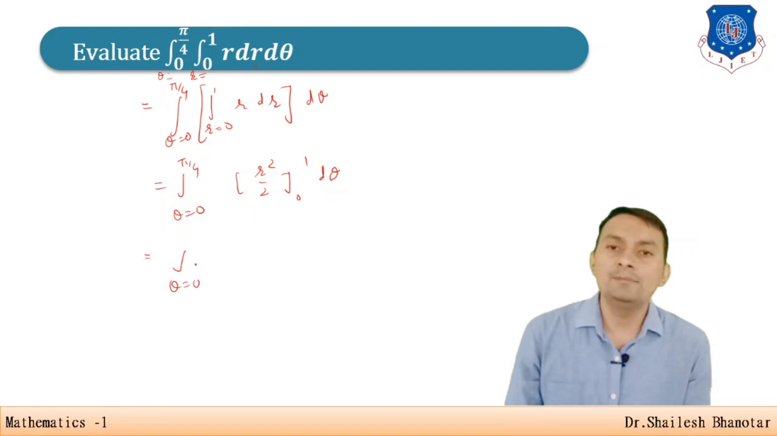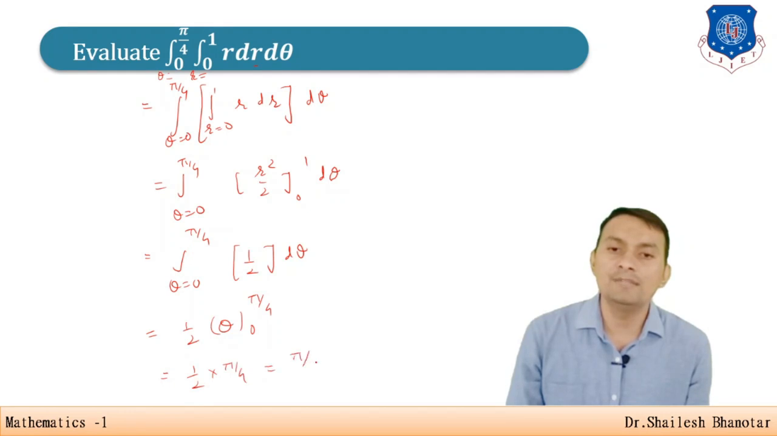When you put the upper limit, you get 1 by 2, and r equal to 0 gives 0. When you integrate with respect to theta, you get theta over the limits 0 to pi by 4. So you will get 1 by 2 into pi by 4, and that is pi by 8.